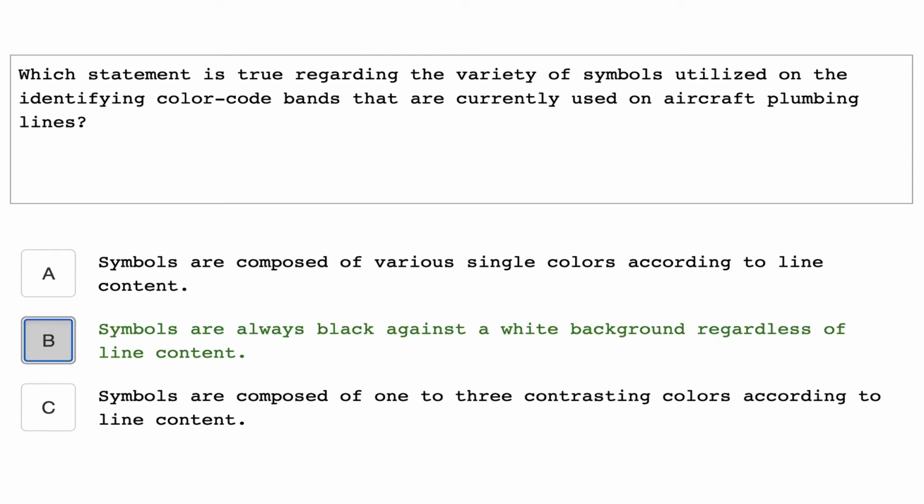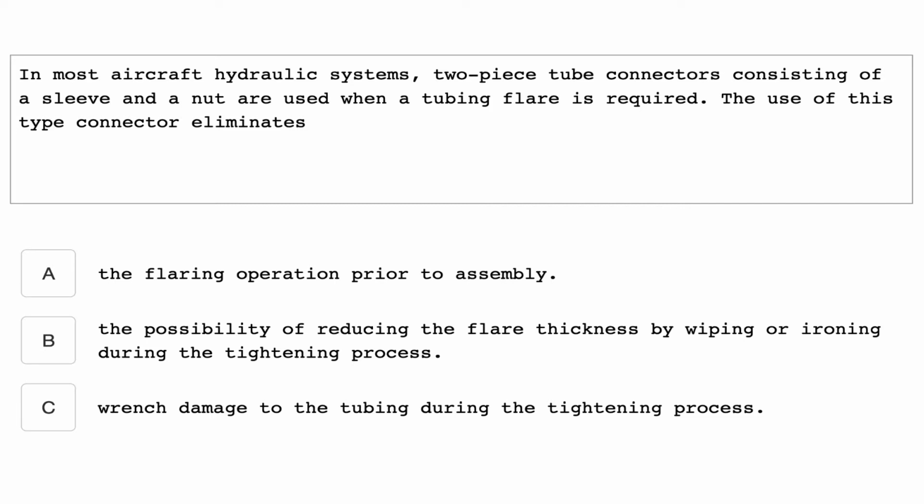Symbols are always black against a white background regardless of line content. In most aircraft hydraulic systems, 2 pieces of tube connectors consisting of a sleeve and a nut are used when a tubing flare is required.